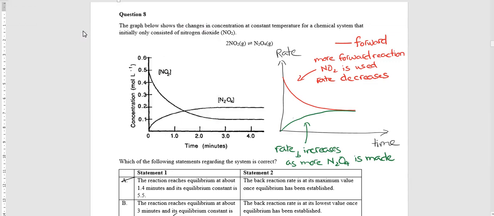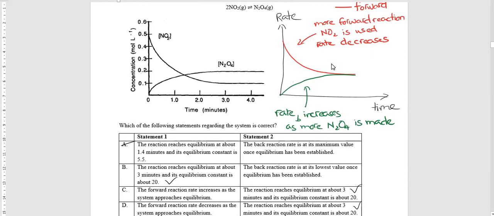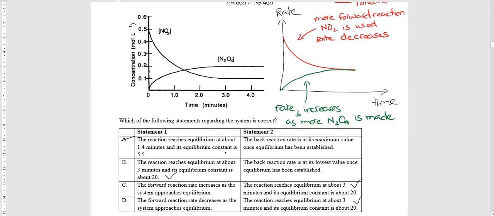Okay, so that will be the rate and time graph, and I think we can use it to think about which of these statements would be correct. B said that the back reaction rate is at its lowest value once equilibrium has been established. Now that's wrong, because the back reaction will actually be at its highest value for rate at equilibrium, because it starts at 0. The forward reaction rate increases as the system approaches equilibrium? No, not at all. It should decrease.